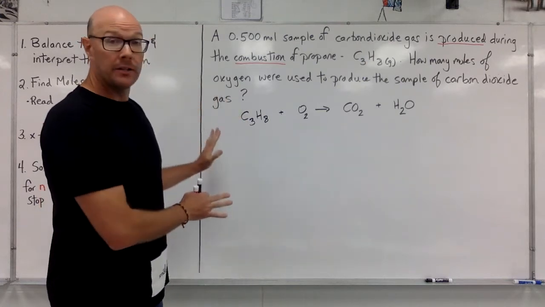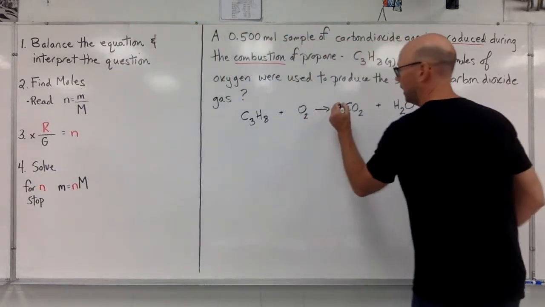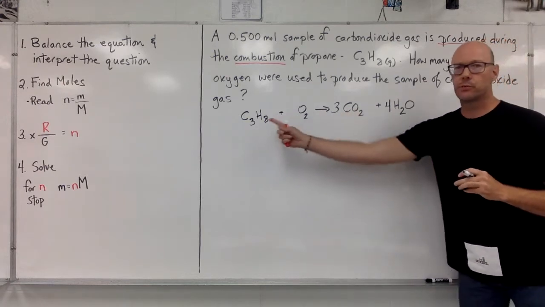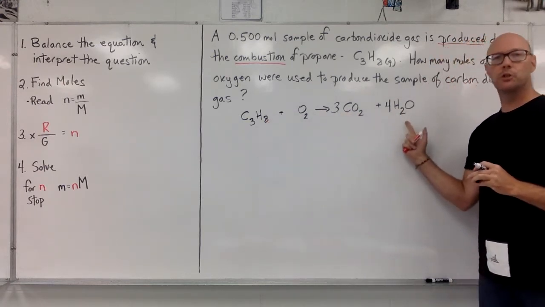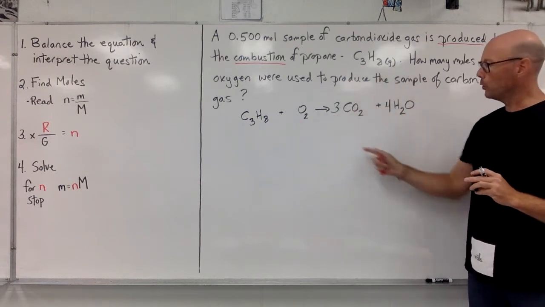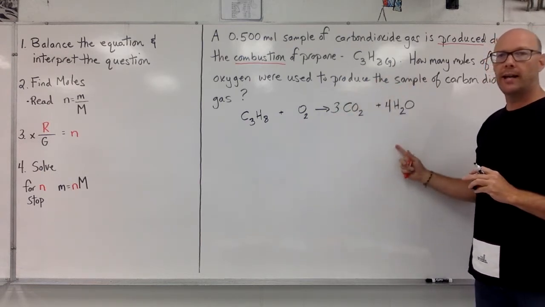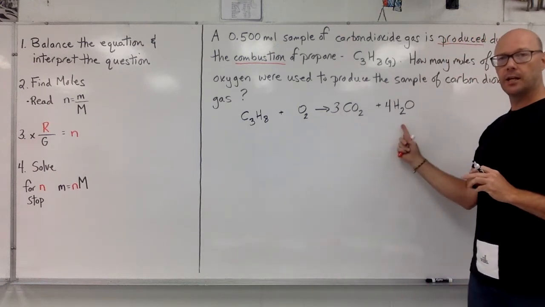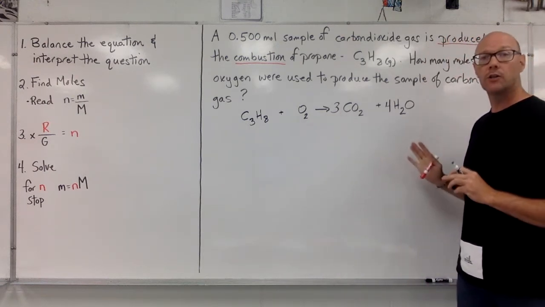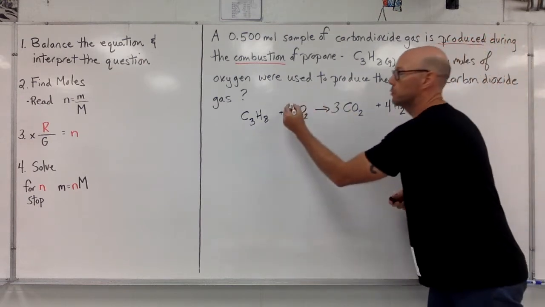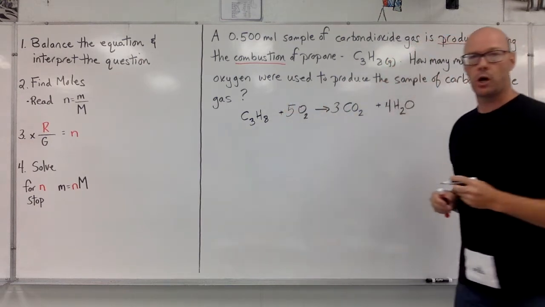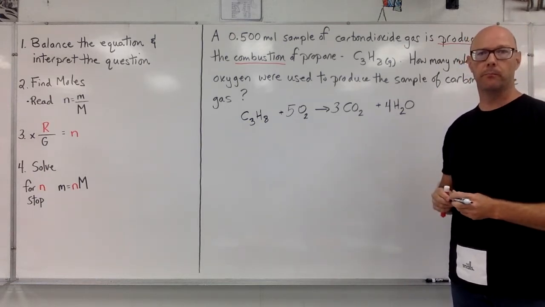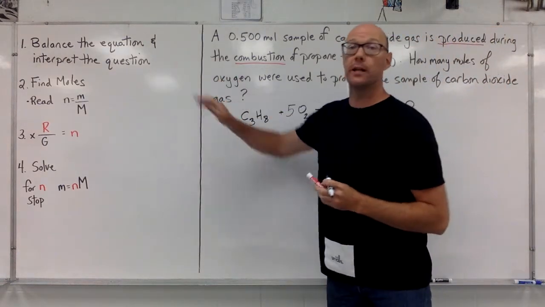Continuing, now I need to balance this equation. It's a hydrocarbon combustion. 3 carbons, 8 hydrogens, 4 times 2 is 8. Remember that we need the total number of oxygens here on the right-hand side to balance these ones. This is 6 oxygens and another 4. We have a total of 10 oxygens here on the right-hand side. So we need a 5 right here to balance those oxygens. We have a balanced chemical equation now. We need to move on with interpreting the question.